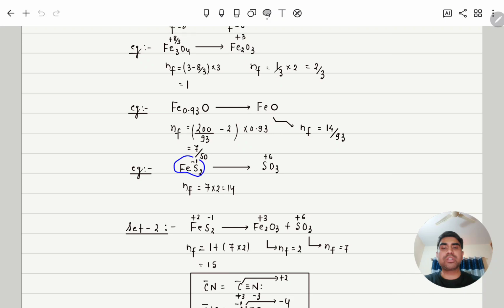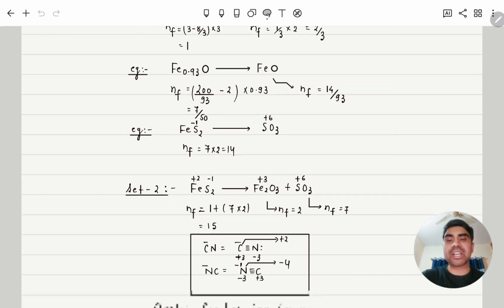Here you can see this is pyrite. Here sulfur is -1, like the peroxy linkage, and here a thionic linkage is there. So here -1 goes to +6. The overall difference is 7 into atomicity 2. So n factor is 14.